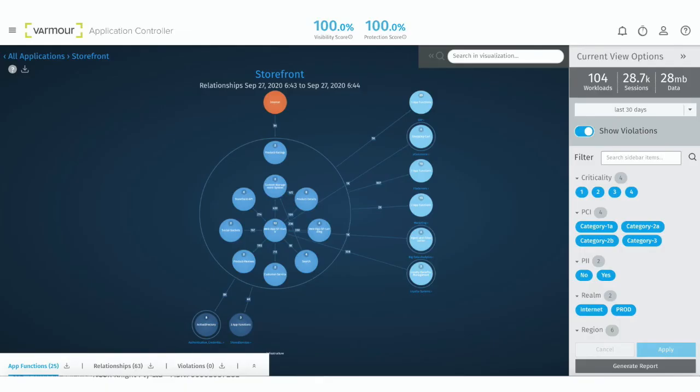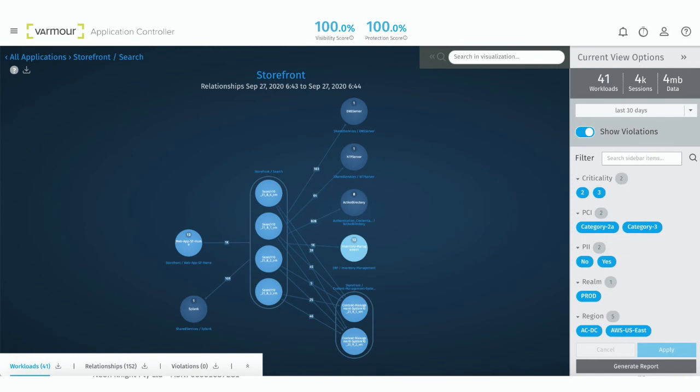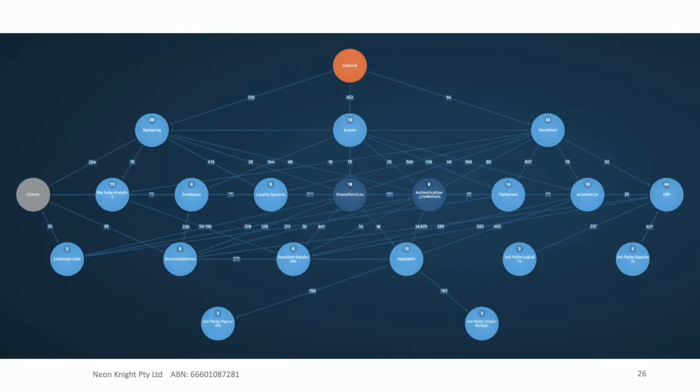This is an illustration of an application relationship map taken from vArmor. There's 3 slides here, just to give you an example of the types of things that you can see when you're trying to visualize these application relationships.